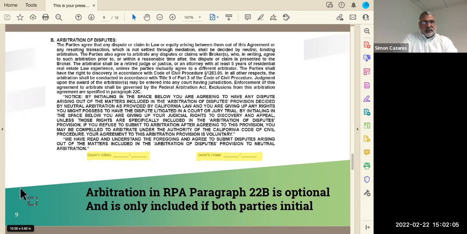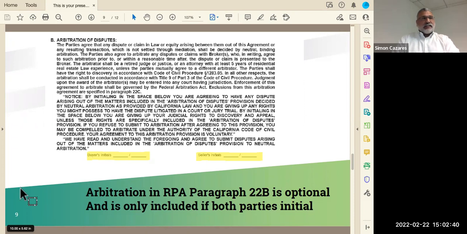If you refuse to submit to arbitration after agreeing to this provision, you may be compelled to arbitrate under the authority of the California Code of Civil Procedure. Your agreement to this arbitration provision is voluntary. We have read and understand the foregoing and agree to submit disputes arising out of this matter, including the arbitration of disputes provision, to neutral arbitration. Okay, and you can see that the buyer and the seller sign here.